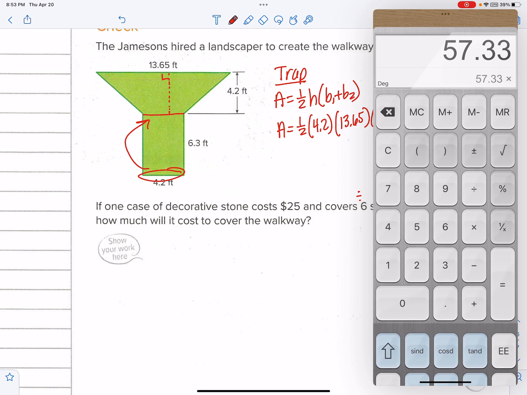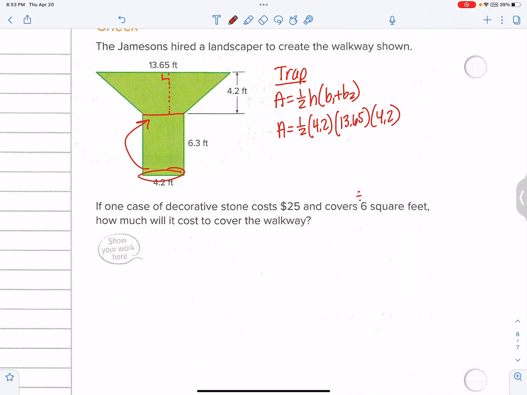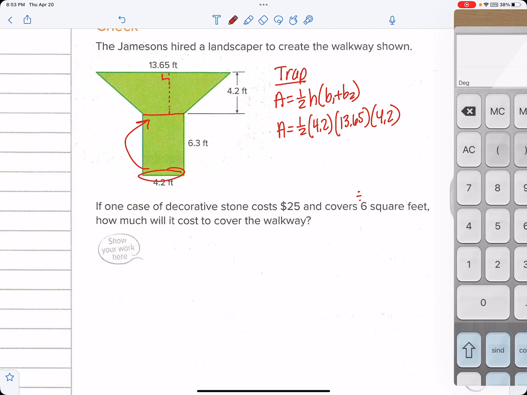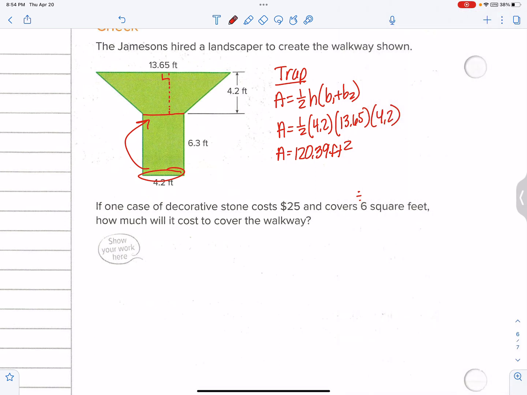times 4.2. Did I already do 4.2? I feel like I did. Oh, yeah, those are the same. I just thought I messed up because I saw 4.2 again. 4.2 times 13.65 times 4.2 again equals that. Divide it by 2 or multiply by 1/2, and we have an area for the trapezoid of 120.39 feet squared. Okay, so that's the trapezoid.